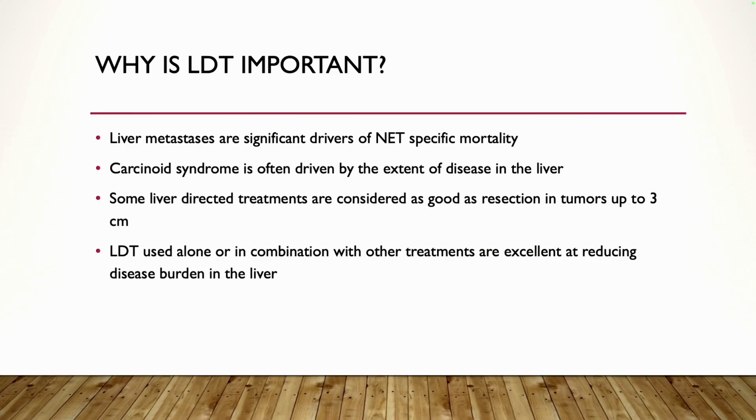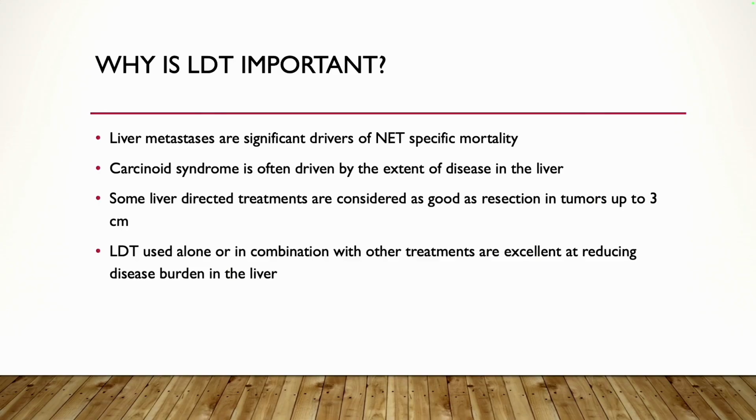Carcinoid syndrome is often driven by the extent of disease in the liver, and so things done with palliative intent will also be to drive symptoms down by treating the component of the disease that is likely driving those symptoms. And then some liver-directed therapies are considered as good as resection in tumors up to 3 centimeters, and so therefore it's really important to understand whether or not you fall into that category, because if we can save you an operation and do a less invasive procedure, that would obviously be a better recovery for you.